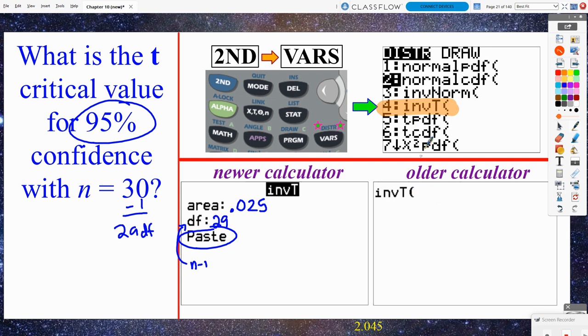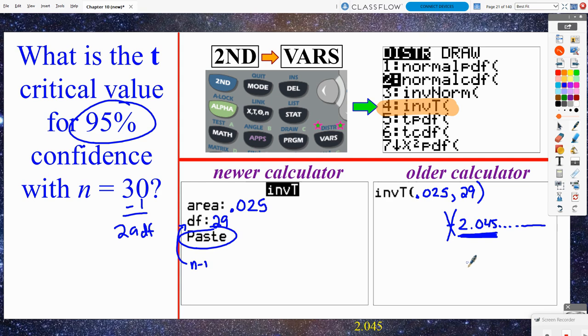But if you have inverse t, and it looks more like this instead of the menu option, you're first going to put in your one tail area, 0.025, then a comma, then your degrees of freedom in the parenthesis, press enter, and you will get negative 2.045, and so on. Remember, we drop the negative. We don't care that our test statistic is negative, but I want to keep these 4 significant digits.